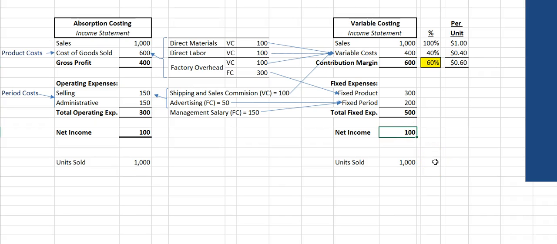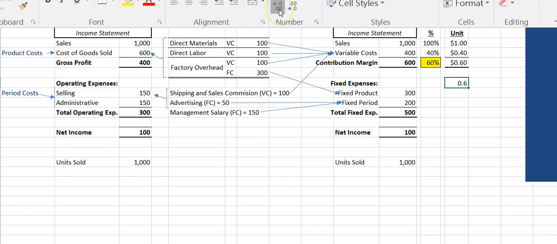We can also express, this is total dollars here. We can express contribution margin in percentage terms, right? So I have a contribution margin of 60%, right? That's calculated simply by taking the 600 and dividing it by 1,000. Contribution margin is 600 divided by 1,000. 0.60 is the equivalent of 60%. Let's come over here, and if I click the percentage, you're going to see that it's 60%, okay?